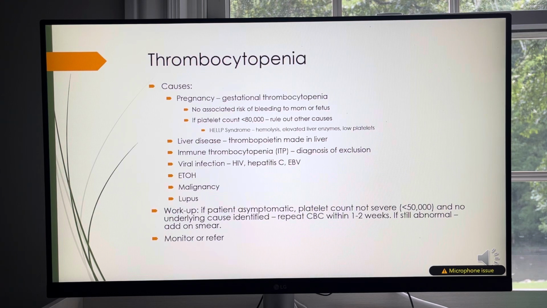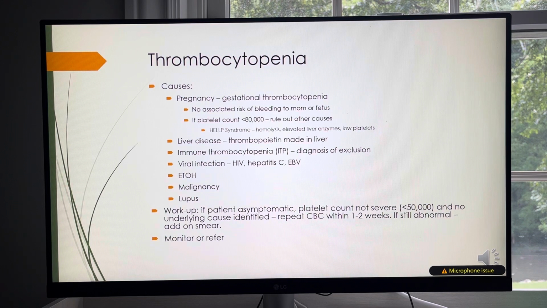Do the workup for underlying cancer. Get a peripheral blood smear. And in certain situations, if you're concerned, do an autoimmune workup. So, number one thing you need to do, is the low platelet count severe? If it's less than 50,000, there is something significantly wrong going on. You need to get hematology involved. But if the patient is stable and the platelet count is not severe, get a peripheral blood smear, get a CBC with diff, get a hepatic function. If all of those are normal and the patient feels great, it is okay to monitor the platelet count.